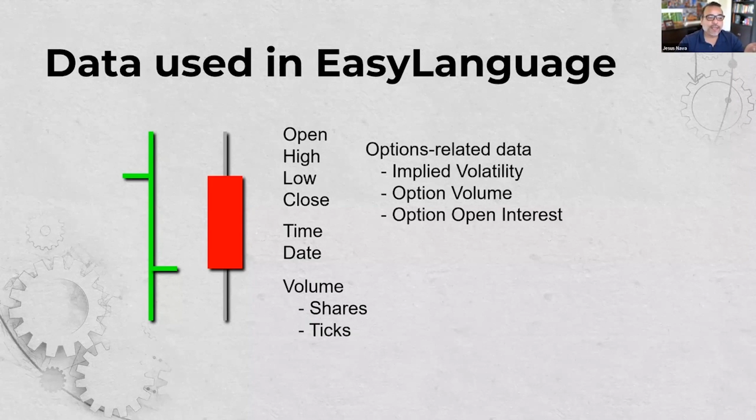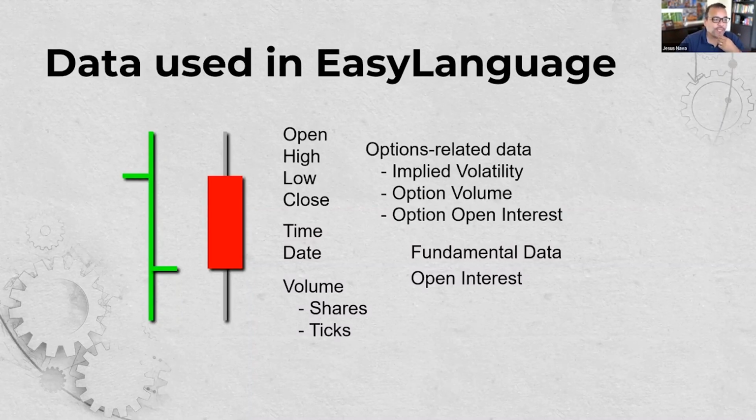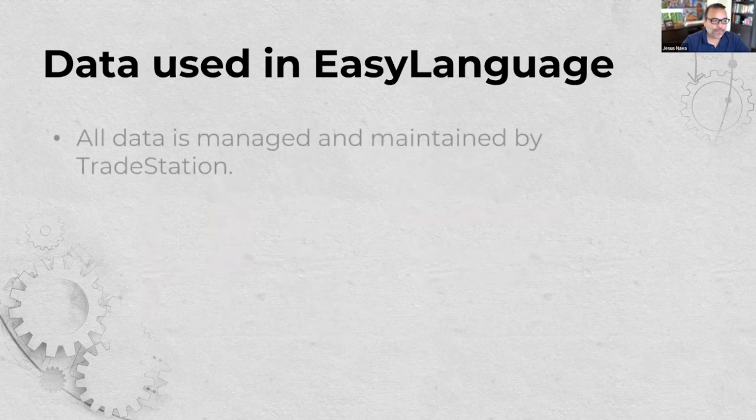If you're using, for example, a stock, that is going to have an option symbol. It's going to have option volume, implied volatility, and option open interest. We also have fundamental data for the securities that have it, like stocks. We have open interest if you're looking for open interest on futures. Those are some of the data components that you can reference inside of Easy Language, and we'll show you how you can reference those pieces within your code.